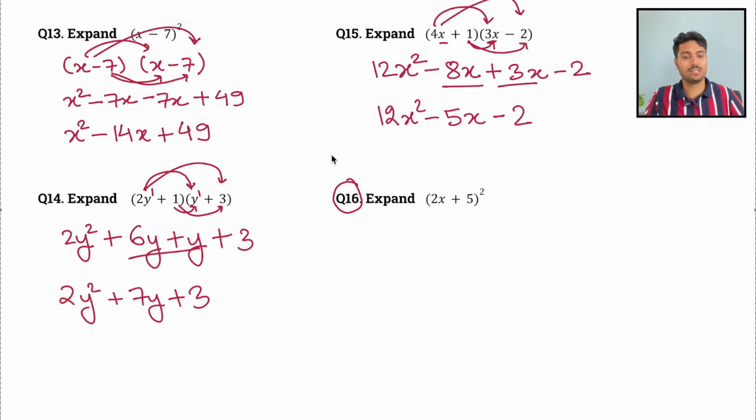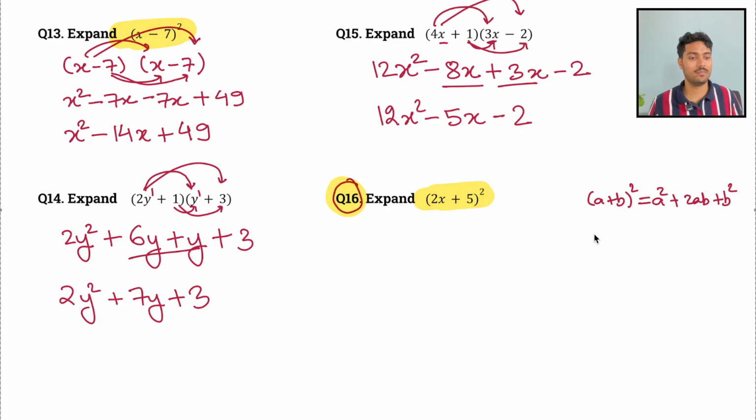Question number 16. Now question number 16 we are going to do with identity. Question number 16 and question number 13 are very similar. This can be solved using identity. Which identities? हमारे पास दो identities हैं, a plus b the whole square जिसका expansion होता है a square plus 2ab plus b square, and a minus b the whole square which is equals to a square minus 2ab plus b square.